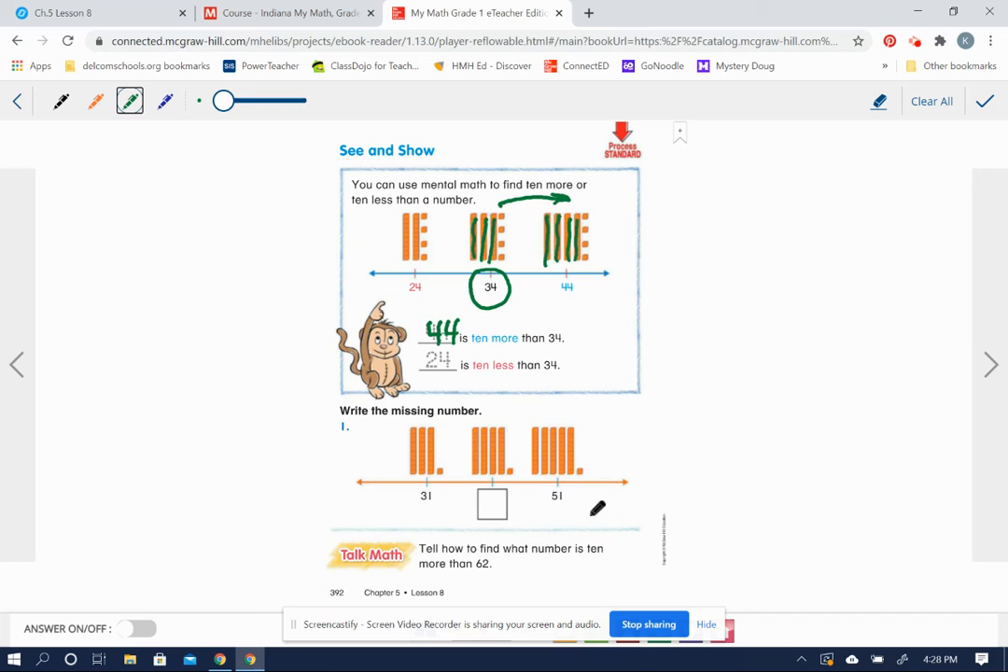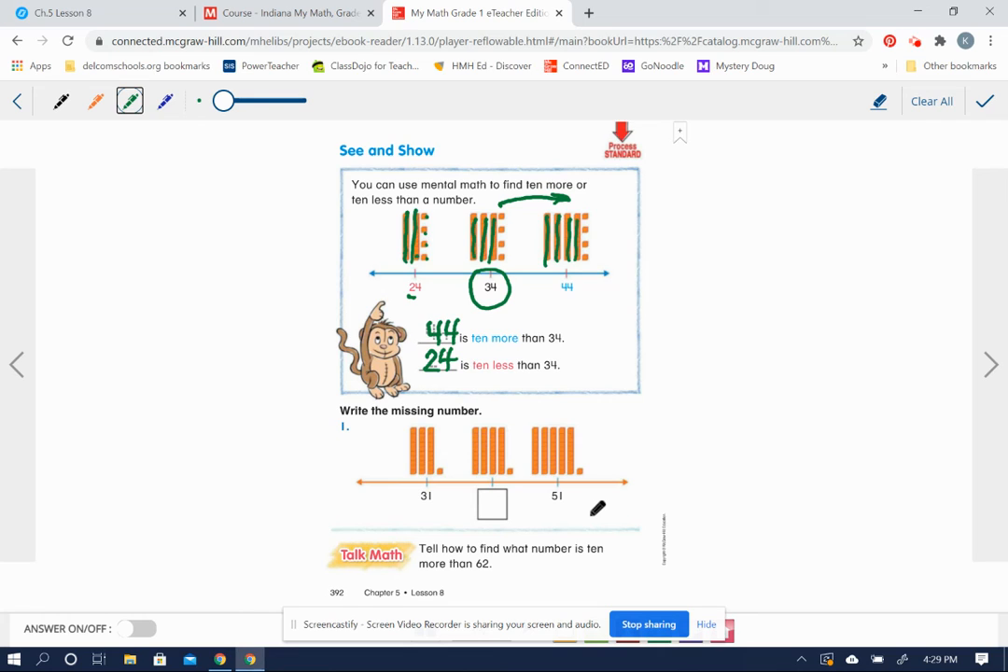And then to find the number 10 less, if we take away one of those tens, now we only have 2 tens. 2 tens and 4 ones is 24. 10, 20, 21, 22, 23, 24. 24 is 10 less. So what is the number that goes right here in the middle?